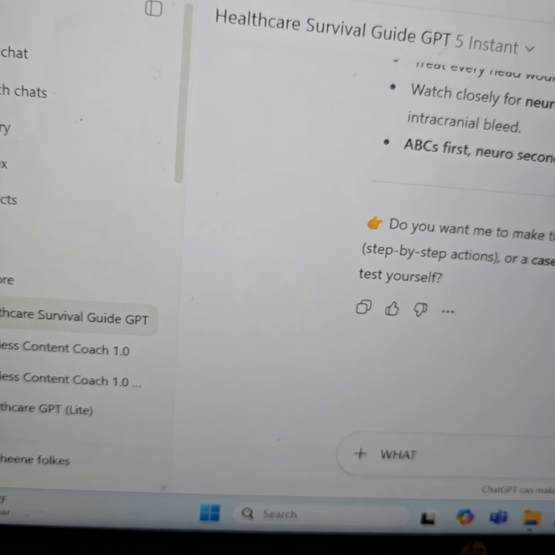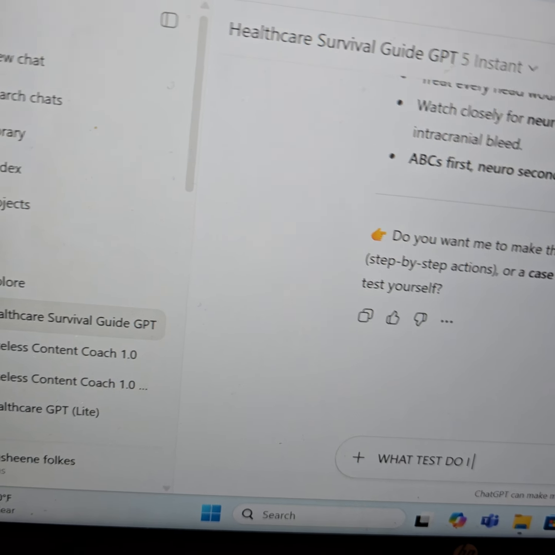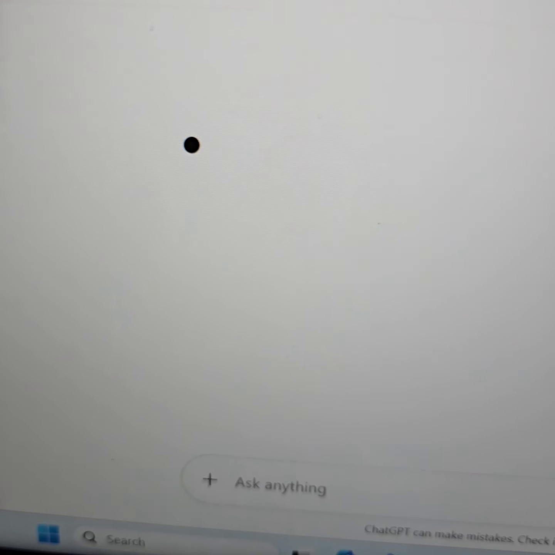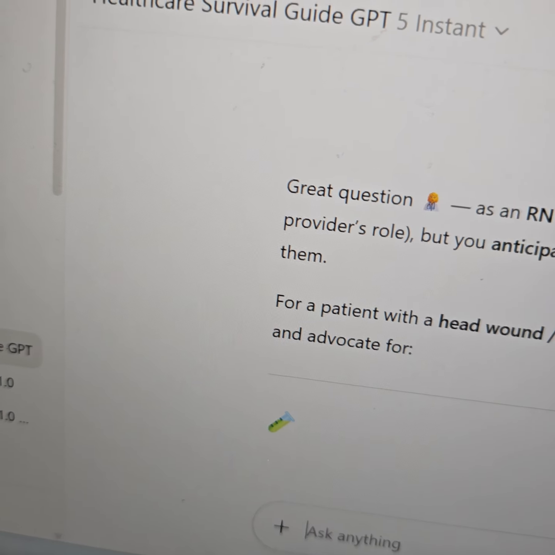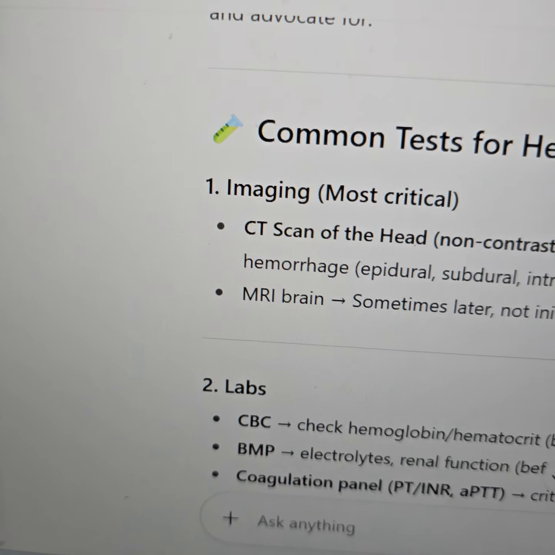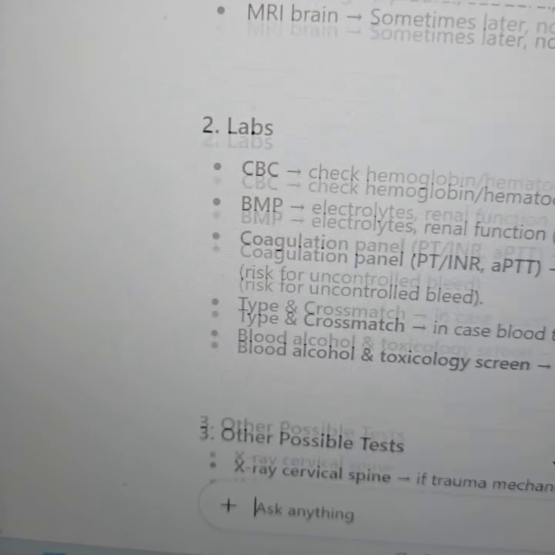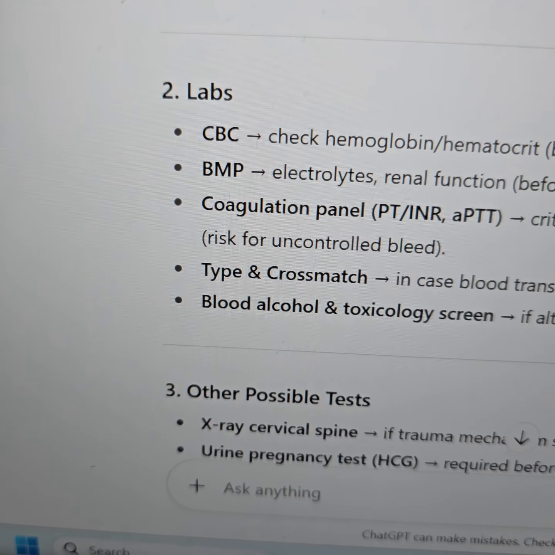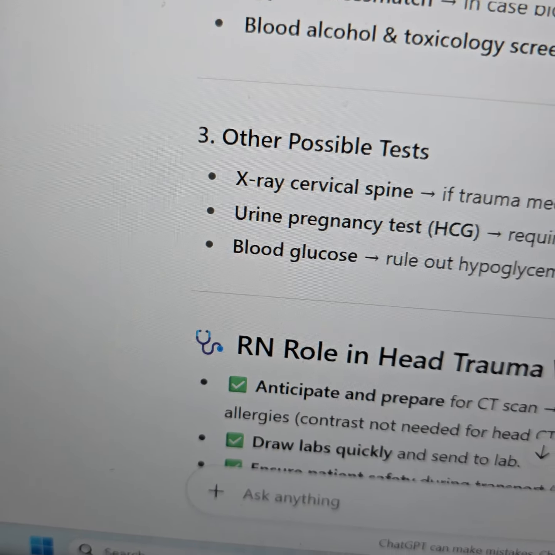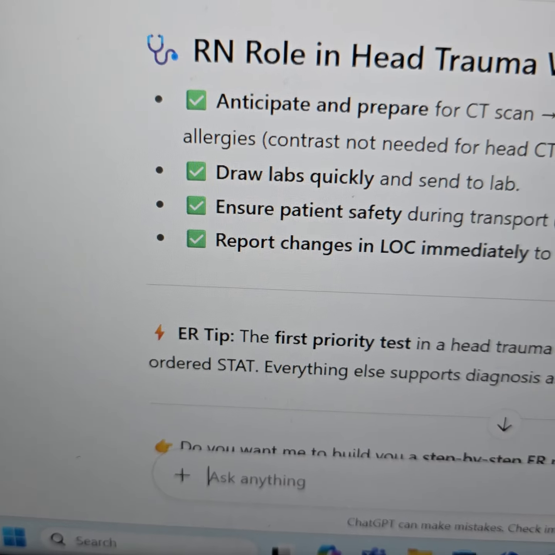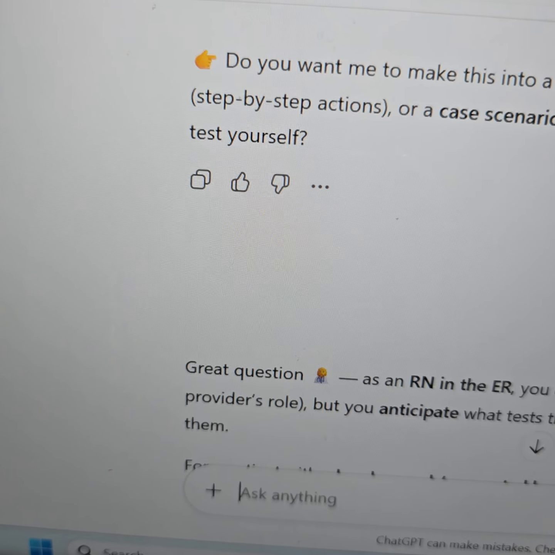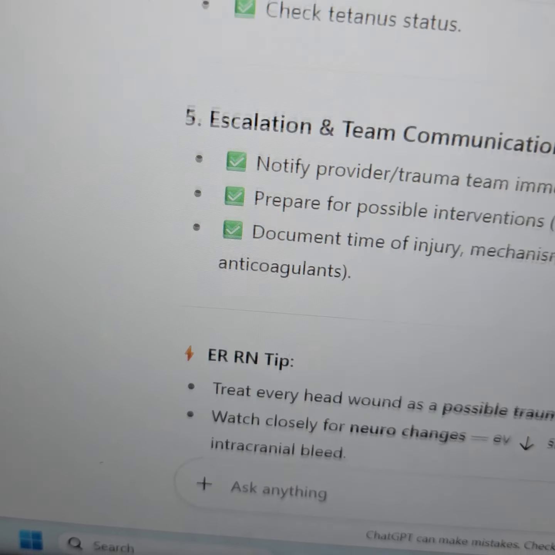Say you don't know that. You're going to ask, what test do I order? And it's going to break down what tests you should order if you're in an ER: imaging, CT scan, and the labs you need. It's going to tell you other tests you might need to order, and to do a trauma workup. So basically, it's going to tell you all of this.